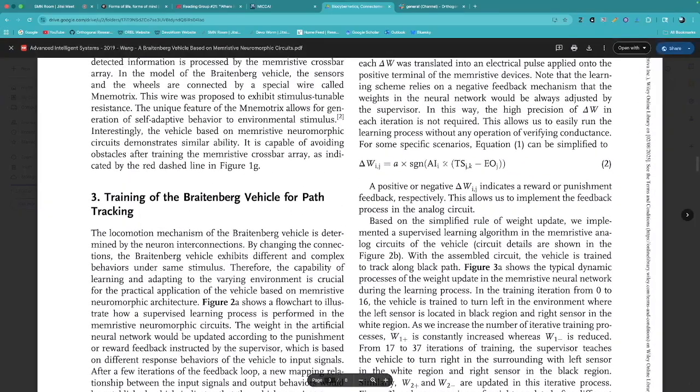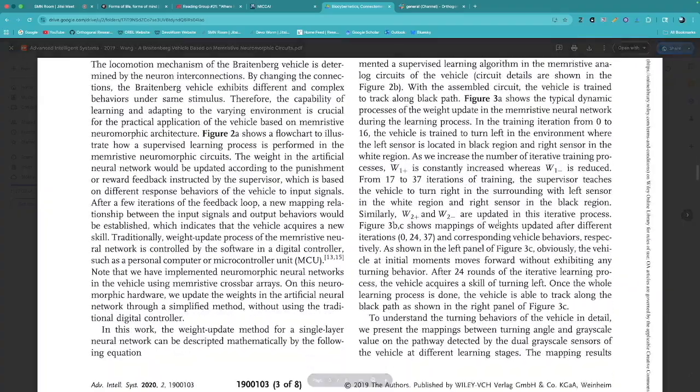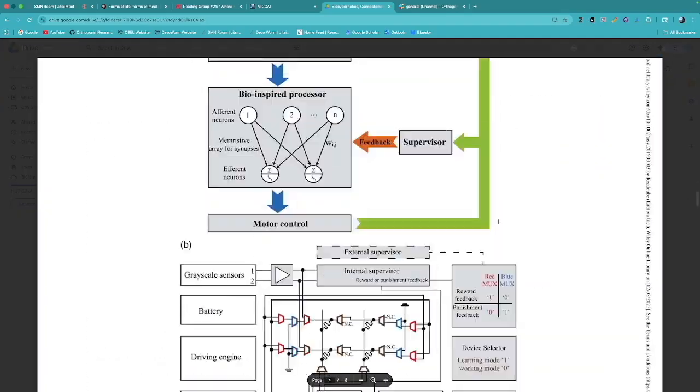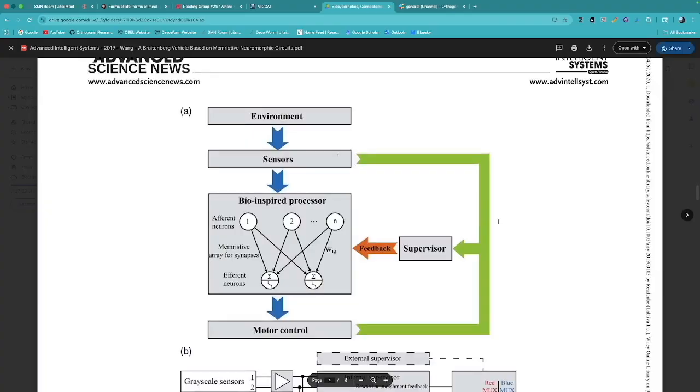So they go through the weights here and kind of how this is done, all the methods here. So this is figure 2. A is a flow chart of this process. We go from the environment. Information from the environment is captured by the sensors.